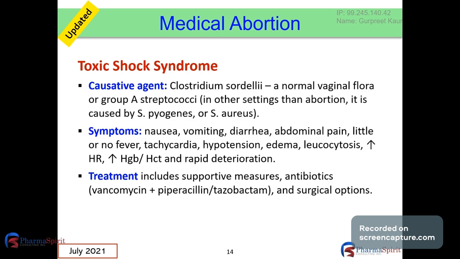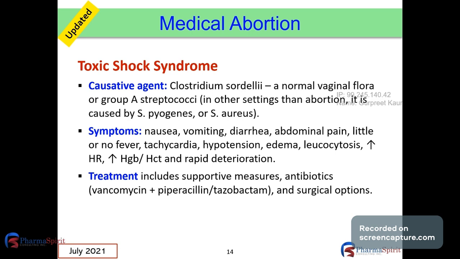The last complication of medical abortion we'll discuss is toxic shock syndrome. And toxic shock syndrome is very rare following medical abortion. Okay, if it's very rare, why are we discussing it? For two reasons. First, it can be fatal. Second, it happens suddenly, and that's why we need to monitor for it.